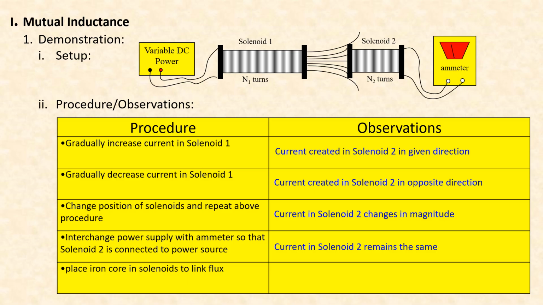And finally, we looked at the effect of linking the solenoids, linking the magnetic flux by introducing an iron core that penetrated both solenoid interiors. And we saw that the effect was dramatic: when we link their fluxes together, there is a dramatic increase in the current in the non-powered coil.